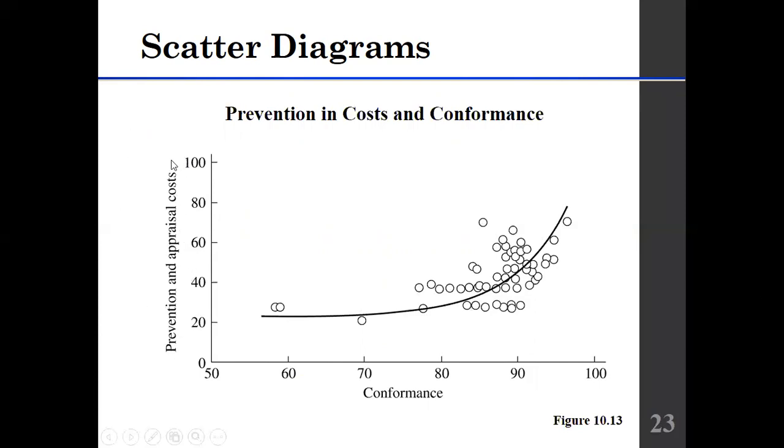These are the dependent variables. That is, prevention and appraisal costs are actually dependent variables and plotted on the y-axis. And conformance is plotted along the x-axis.